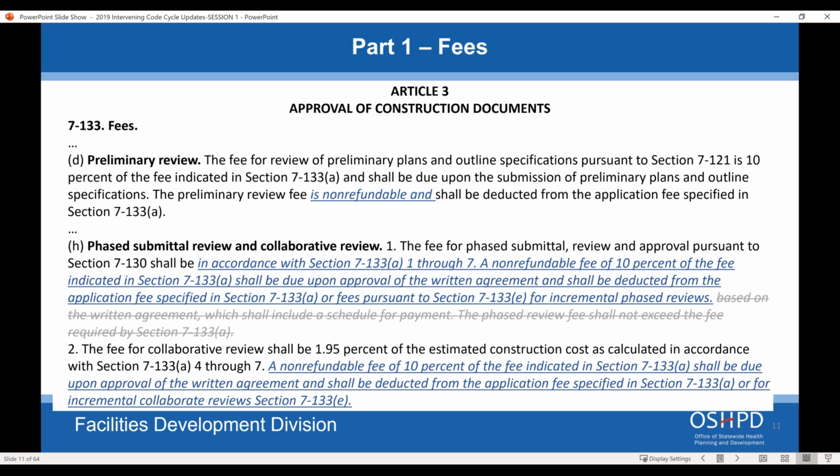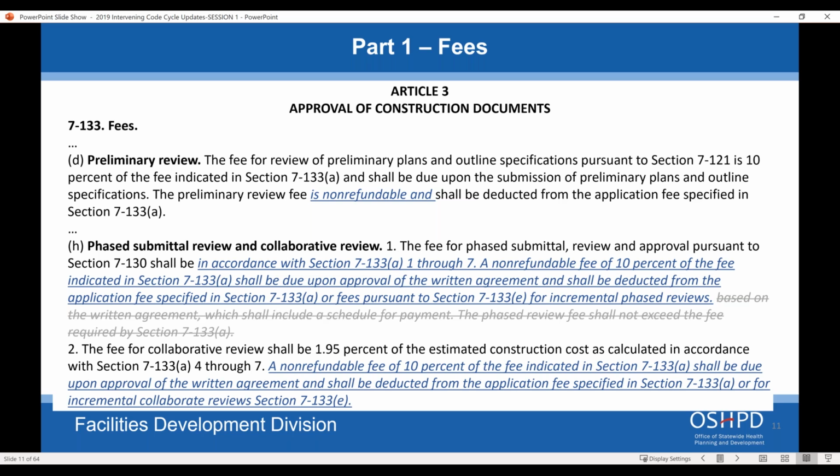I'm just adding some language here for fees. If you do a preliminary review, that fee is non-refundable. The work for that review has already been completed and the effort has already been expended, so the fee cannot be refunded. And that is still 10% of the original or the total fee, but it is still deducted from the final fee. But if that effort is made, that portion of the fee, that 10%, is non-refundable.